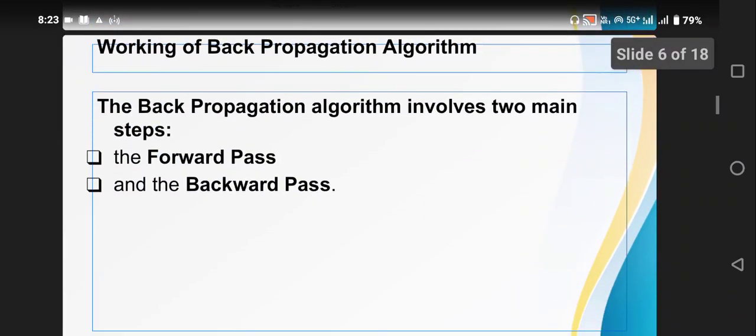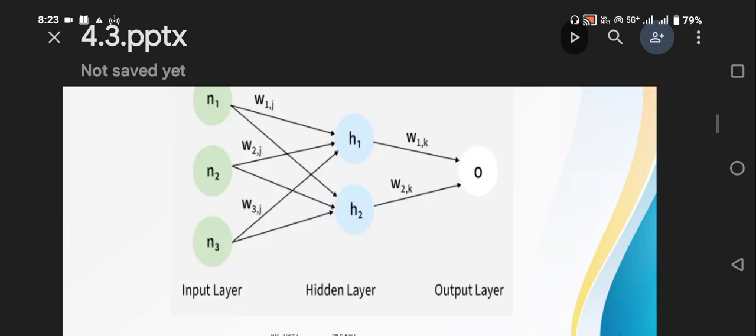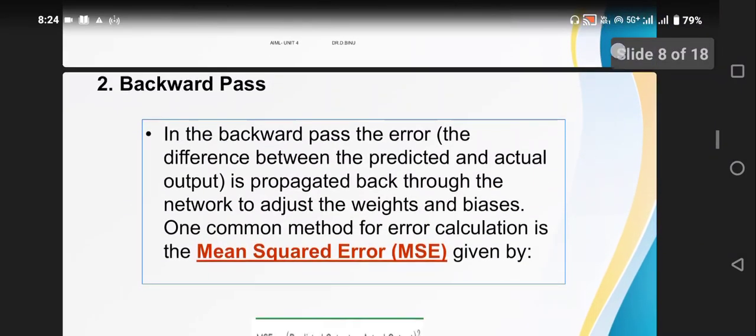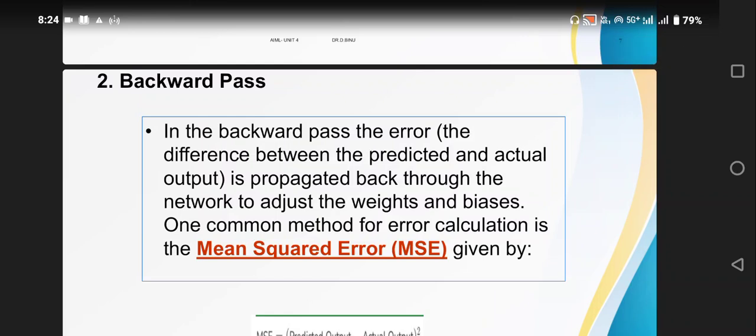The working of the backpropagation algorithm. It works in two steps. The first one is the forward pass. The second one is the backward pass. In the forward pass, the data goes from the input layer to the hidden layer, and after that it reaches the output layer. What is the backward pass? In the backward pass, the error is propagated back through the network to adjust the weights and biases.